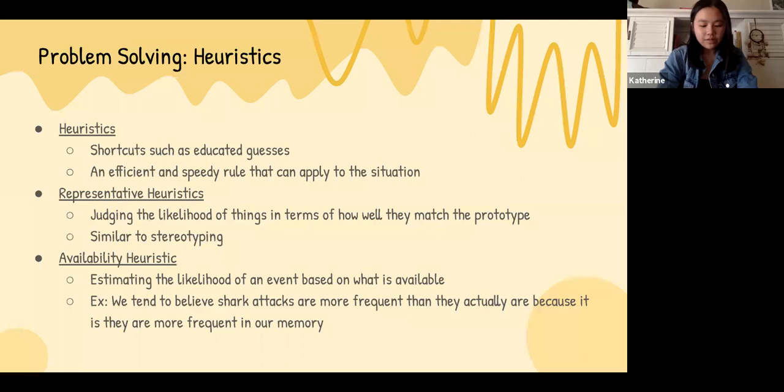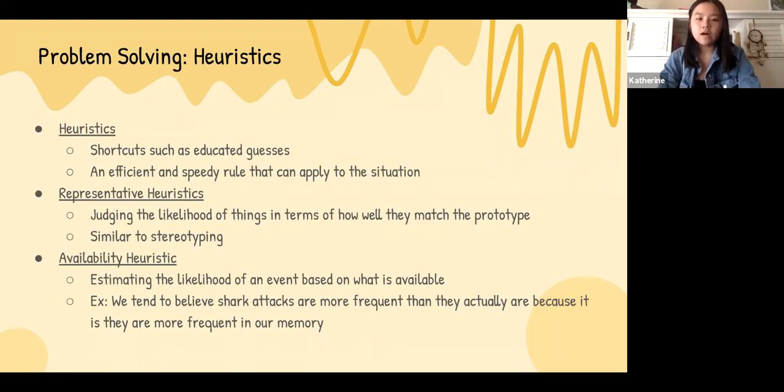And then we have the availability heuristic. This is estimating the likelihood of an event based on what is available. For example, we tend to believe shark attacks are more frequent than they actually are because they are more frequent in our memory because of, for example, the news. Whenever there's a shark attack, because of how rare it is, they are often emphasized on the news, which makes us think it's actually not as rare. Or also, a lot of times in movies, sharks often end up being a perpetrator, like a bad guy. So things like that are going to make us think shark attacks are more likely to happen.